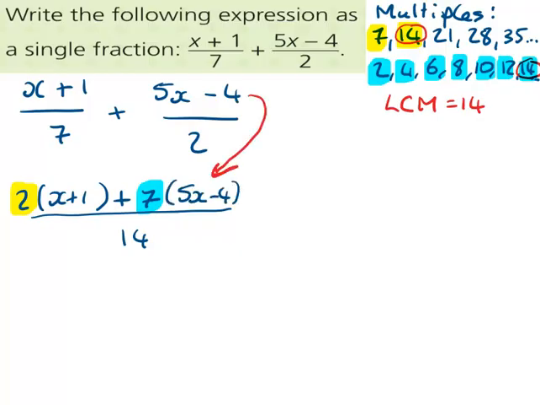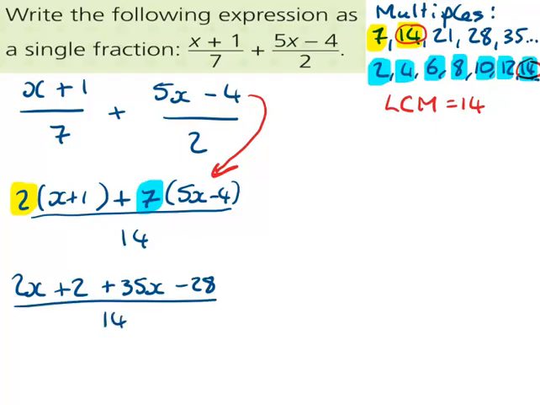So next we're going to simplify the top of our algebraic fraction. So we're going to multiply out the brackets. 2 times x is 2x. A number times a letter, we stick them together. And 2 times 1 is plus 2. Then we're going to work out plus 7 by 5x. So 7 times 5x is 35x. And 7 times minus 4 is minus 28. And then that all goes over 14.